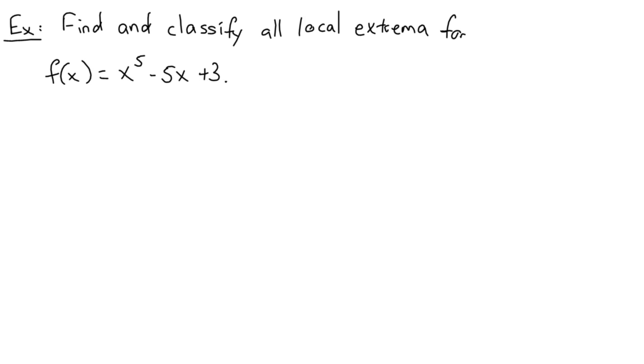So let's go ahead and try it. Say we have a polynomial x to the fifth minus 5x plus 3, and we want to find all the critical points, or find all the local extrema. Extrema means max or min. So we want to find them, and for each one, is it a max or min? That's what classify means. So find the extrema. Where are they? What are the x values? And then classify them. Is each point a max or a min?